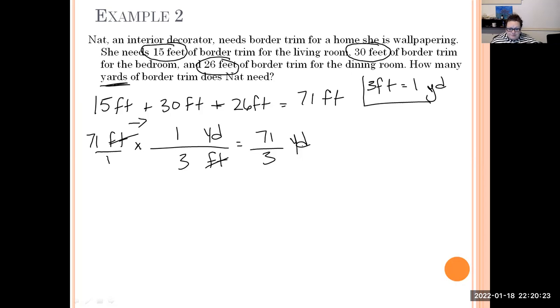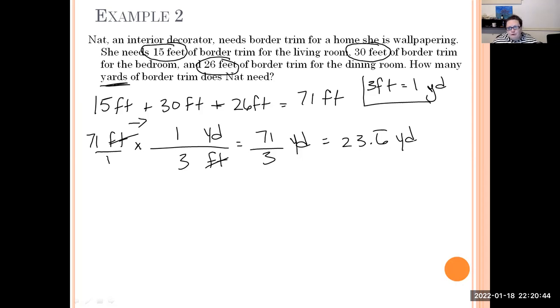Now you're going to whip out your calculators, and you're going to type in 71 divided by 3. And when you do that, you get 23.6 continuous. So that's 23.6 continuous yards, or say 23.67. I don't really care, 23.7. It doesn't matter, but what does matter here is this is where the problem solving takes place.